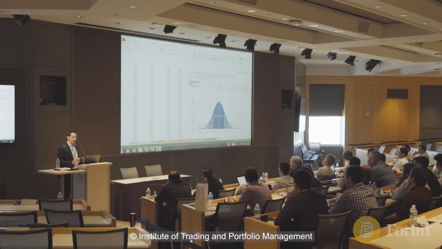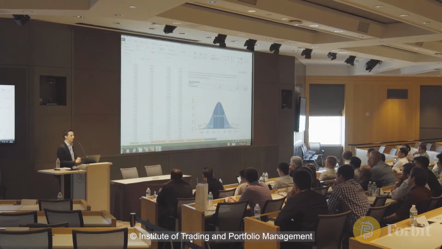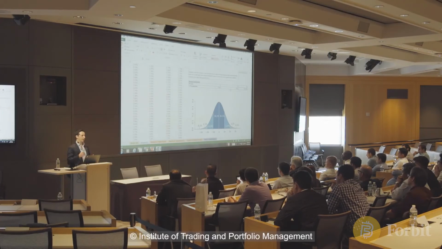So the tail is slightly fatter, and also there is a negative skew. What that means is that negative extremes occur more often than positive extremes, and that makes sense when you think about the psychology of the market. When there's fear, prices tend to move very far, very fast.